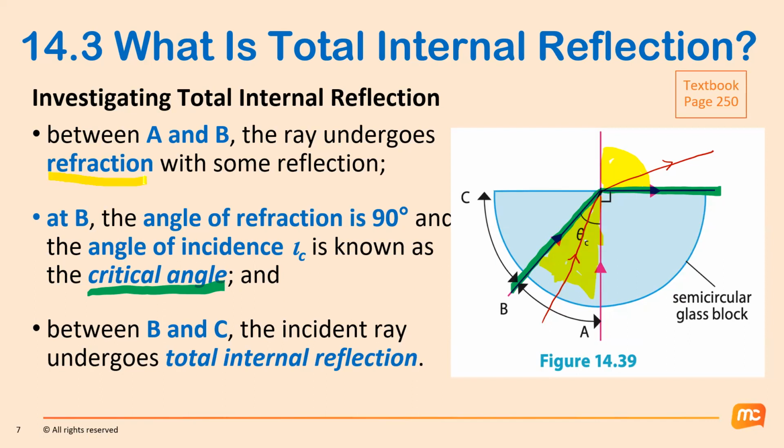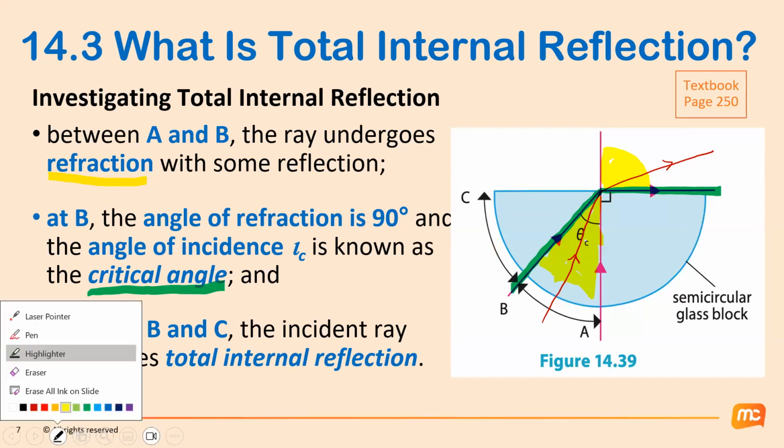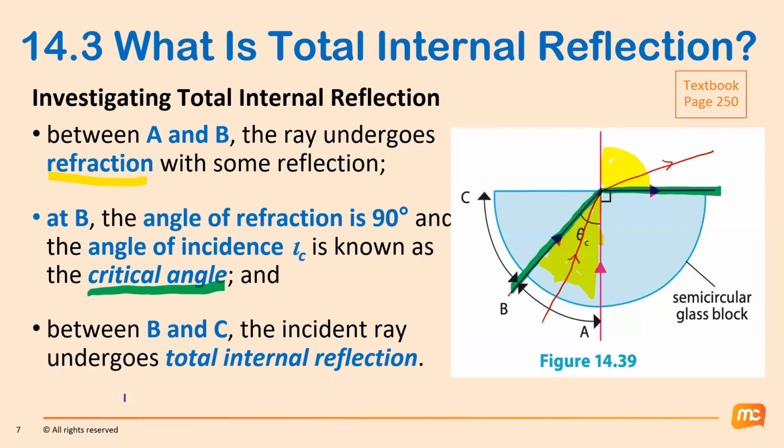Okay, but what happens after this green line? If I were to increase from B to C, my light ray were to shine anywhere from B to C, then I have a very special effect, and this effect will be known as total internal reflection.